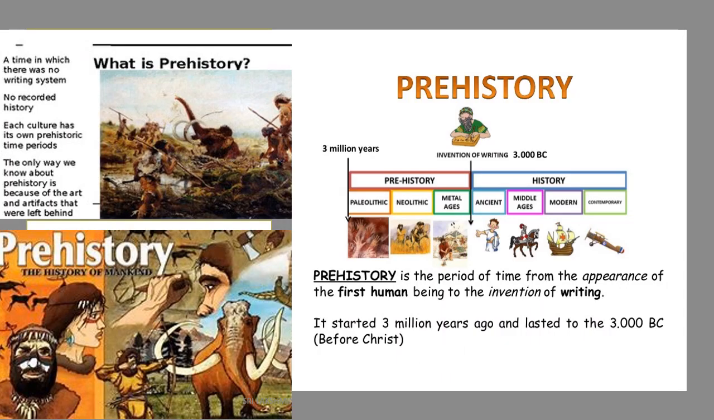Prehistory is a period which starts from the appearance of the first human being to the invention of writing, a time in which there was no writing system, no recorded history. Each culture has its own prehistoric time periods. The only way we come to know about them is with their remains, with their fossils, stones, tools, the artifacts, and the arts that were left behind. It is believed it started 3 million years ago and lasted to 3000 BC, before Christ.